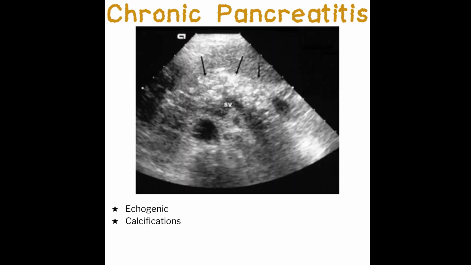Another thing that we see with chronic pancreatitis is that it's going to become rather echogenic. So we know that the pancreas is already the brightest organ in the abdominal cavity. However, this is going to get extremely bright in the setting of chronic pancreatitis. And this might also be secondary to the fact that the pancreas has developed calcifications.